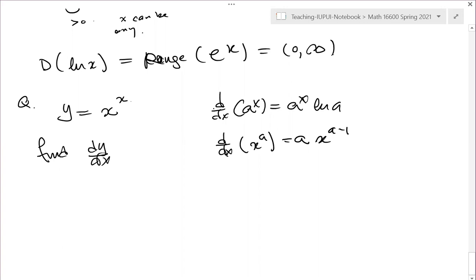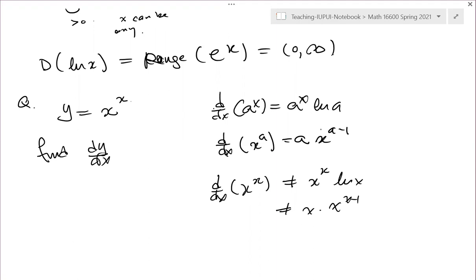Right, so we cannot apply the formula directly to this problem. So in other words, the derivative of x to the x is not going to be x to the x natural log x, because there's no such formula. If you want to use the second formula, it's not going to be x times x to the x minus 1. All right, they're different. So how can I find the derivative?